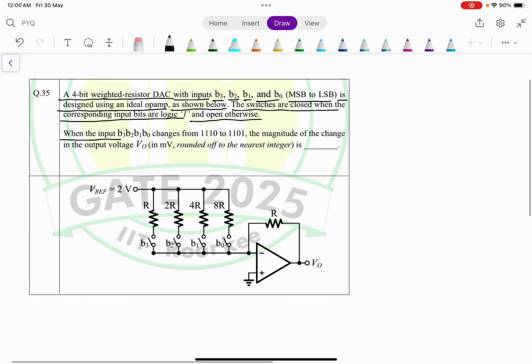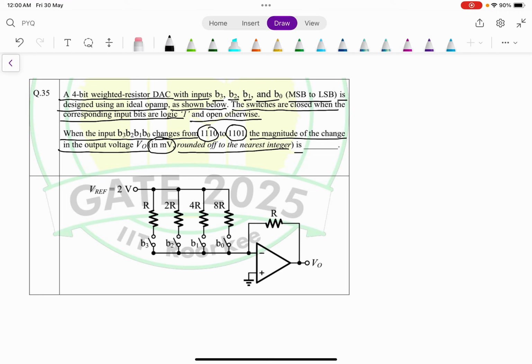When the inputs B3, B2, B1, B0 change from 1110 to 1101, the magnitude of the change in the output voltage V0 in millivolt, rounded off to the nearest integer, is?